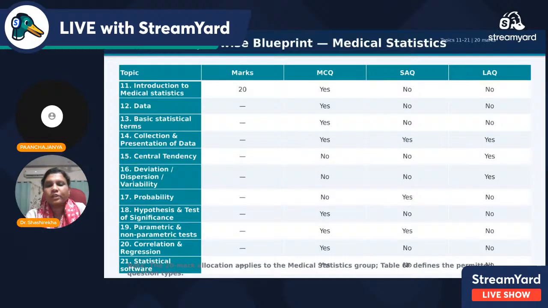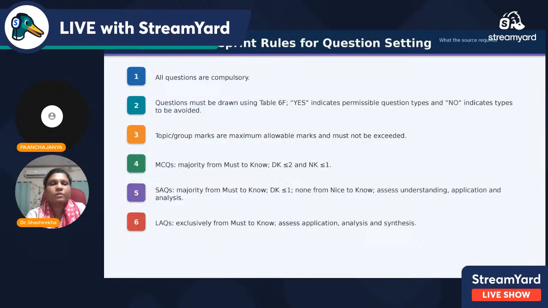I think you are clear with it. So we may think that the majority of the MCQs will be desired or nice to know, but you have to go with must know, desire to know, and nice to know areas also. And SAQs may also come from desire to know, and LAQs will mostly come from must know.